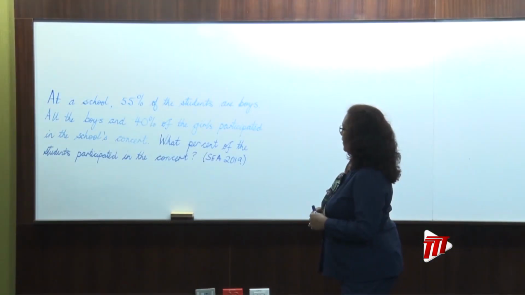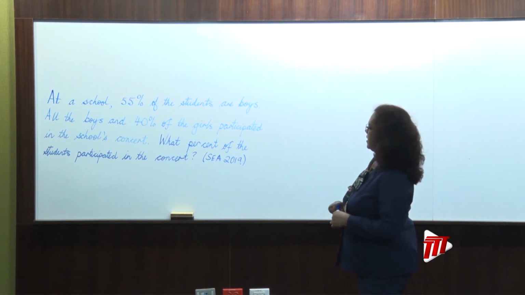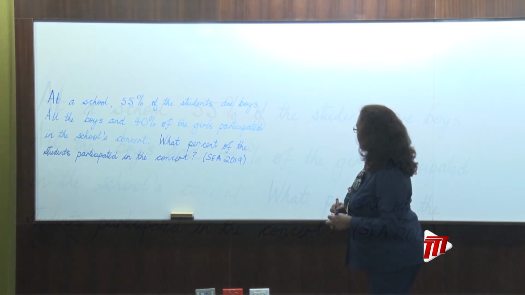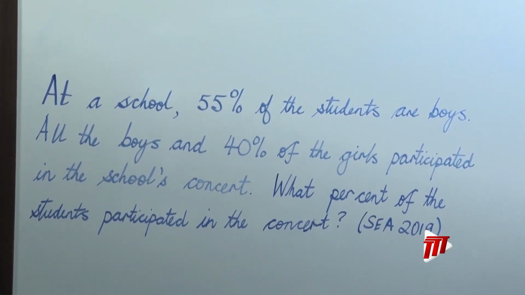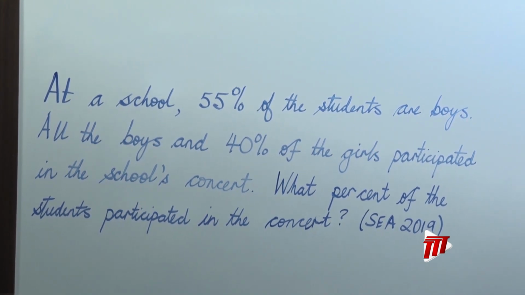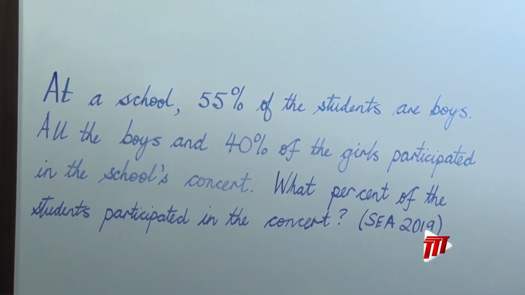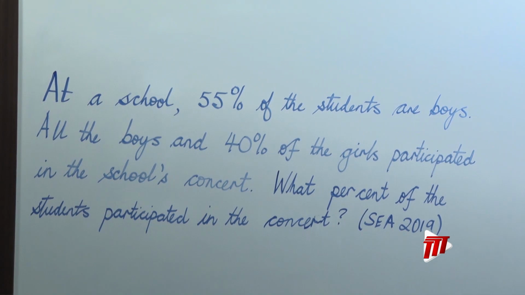So I'm going to read the problem, and this problem is taken from the SEA 2019 mathematics paper. At a school, 55% of the students are boys. All the boys and 40% of the girls participated in the school's concert. What percent of the students participated in the concert?